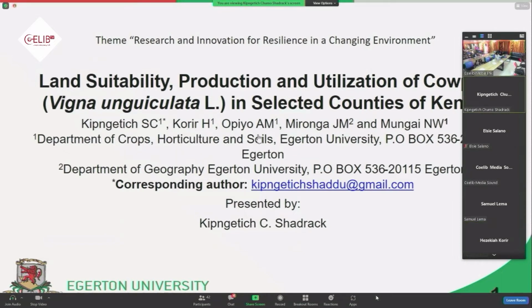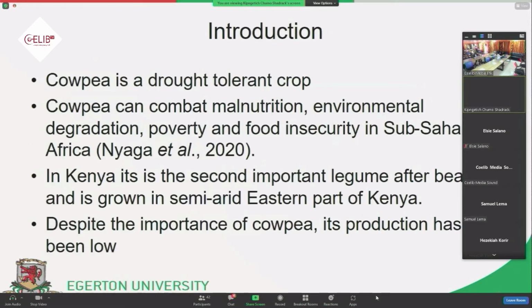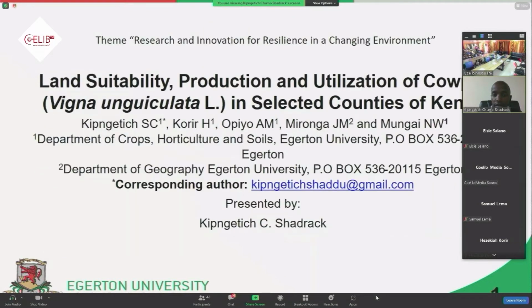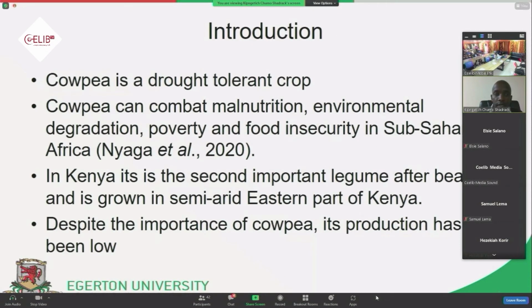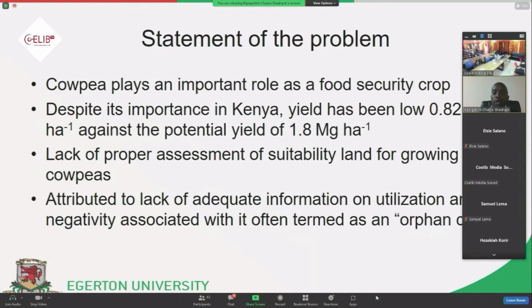So cowpea is a drought-tolerant crop, and it offers an effort of combating malnutrition, environmental degradation, poverty, and food insecurity in sub-Saharan Africa. In Kenya, it is the second most important after legumes. Despite its importance, its production has been low. Cowpea plays a very essential role as a food security crop, and despite its importance, yield has been low.